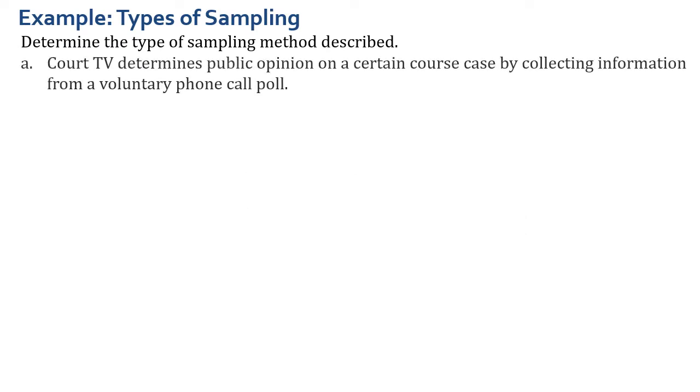So let's look at some different examples to determine the type of sampling method that's described. A court TV determines public opinion on a certain court case by collecting information from a voluntary phone call. So this is a voluntary phone call. So this means this would be a convenient sample because it's not done randomly. It's just people that choose to actually call into the poll.